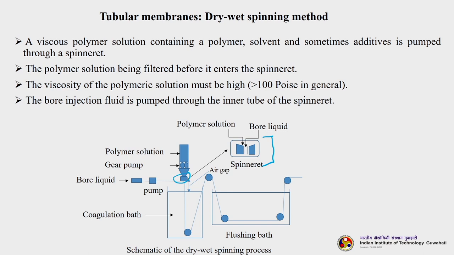Okay. The bore injection fluid is pumped through the inner tube of the spinneret. So, this is the bore actually, through which bore fluid is injected, and the polymer solution is passed outside the bore. Okay. There is an air gap. The air gap plays a lot of role in deciding the type, quality and thickness of the membrane, and then it goes through a coagulation bath and flushing bath, then before it goes to final drying.